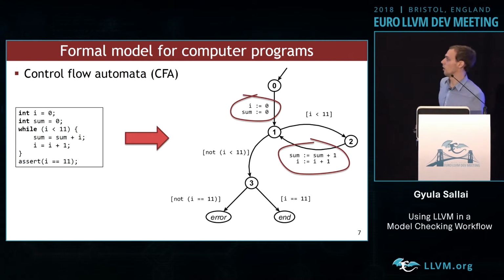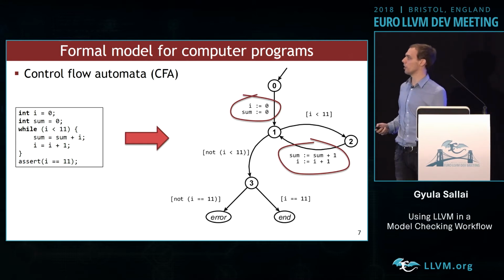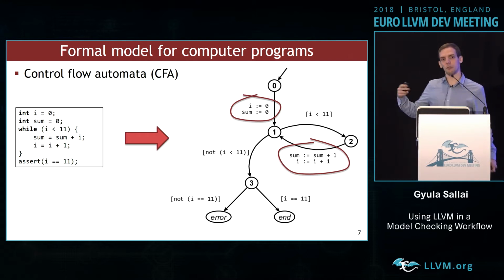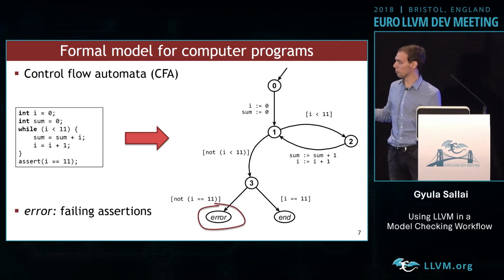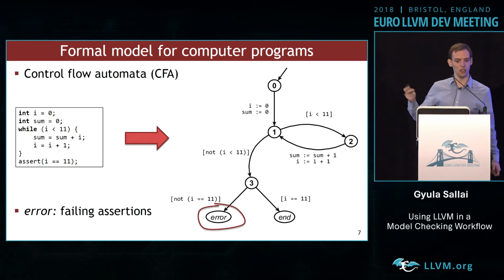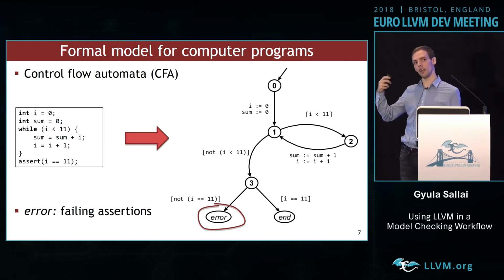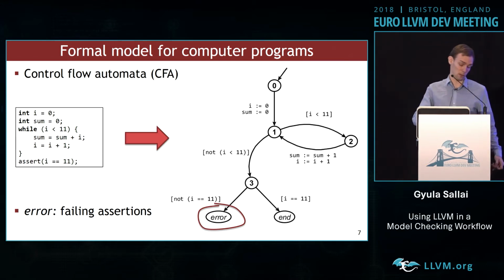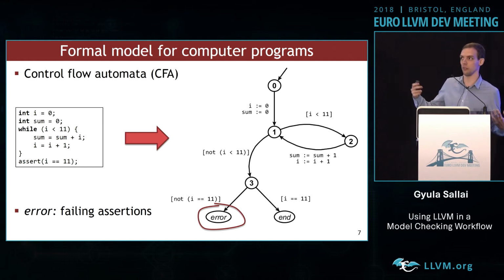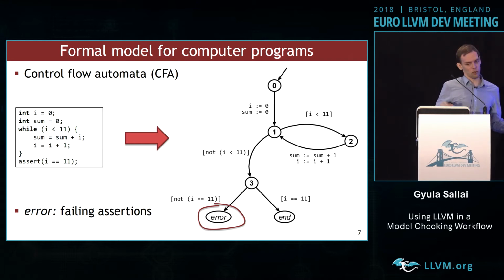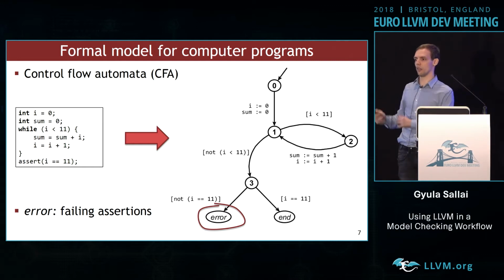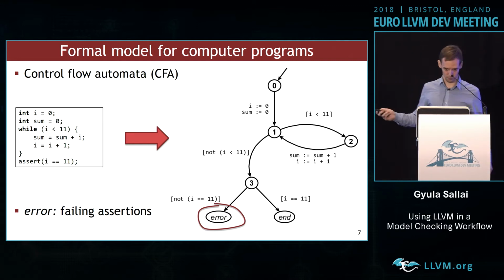As you can see, we have our operations on the edges. Also note that we do not have branch instructions, instead branch conditions became edge guards, and also pay special attention to the location called error, which will be used to represent failing assertions of a, well, computer program, more specifically a C program. Therefore, what we will have is a suitable formal property when we say that, all right, we do not want error to be reachable in this automaton.